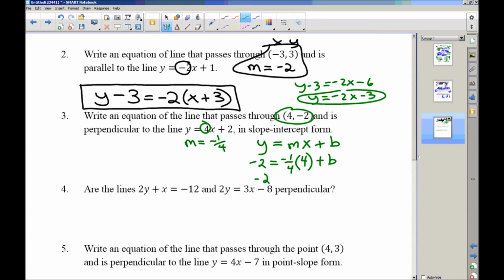So this will be negative 2 equals negative 1 plus b. And that makes b be negative 1. Add 1 to both sides. So my equation in slope-intercept form, which is y equals mx plus b form, is going to be y equals negative 1/4 x minus 1.